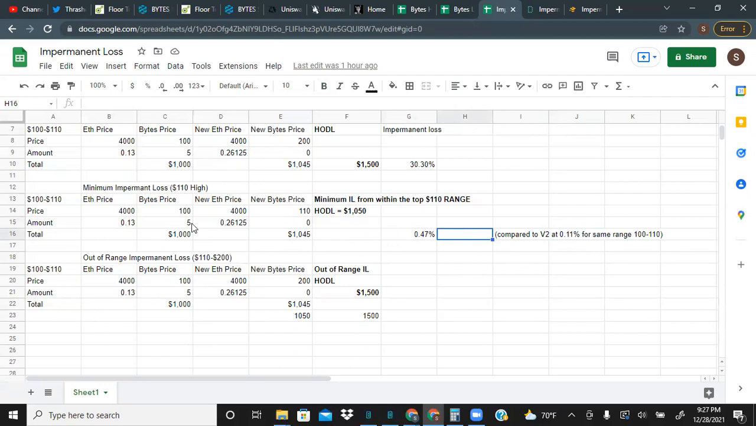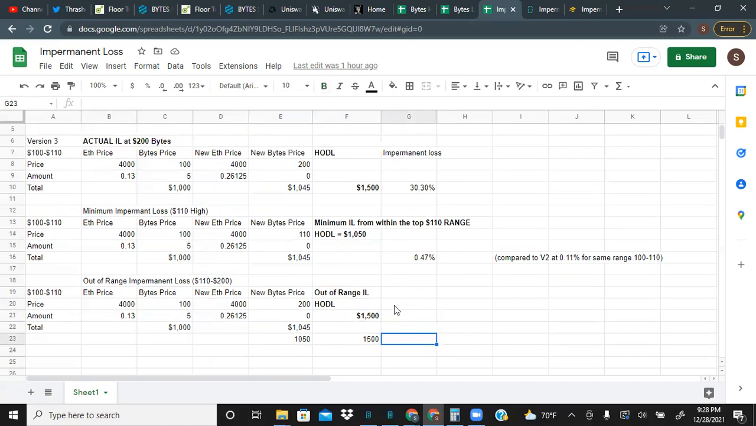And the rest of the impermanent loss is calculated when you factor in that the price of BYTE is going to $200 and the fact that you have zero allocation towards that. So now we have a new high of $1,500 if you held, and you're still at this same valuation, and that's where the rest of the 30% comes into play. And that's it.